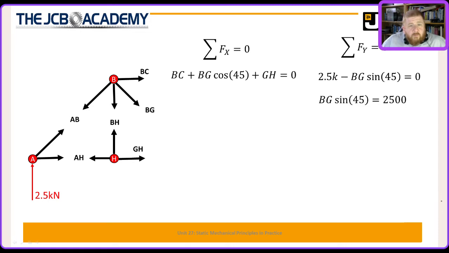BG sine 45 is equal to 2,500 or 2.5 k, and BG is therefore equal to 2.5 k divided by sine 45, which gives us 3.54 kilonewtons as our force BG, which if we go back and look at our previous example is what BG calculated to in that example. So we've got BG, so we could fill BG in here, but we're still missing BC or GH, or both really. So we still can't use this equation for anything.